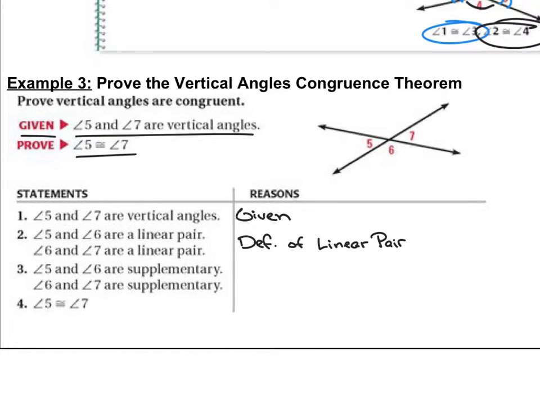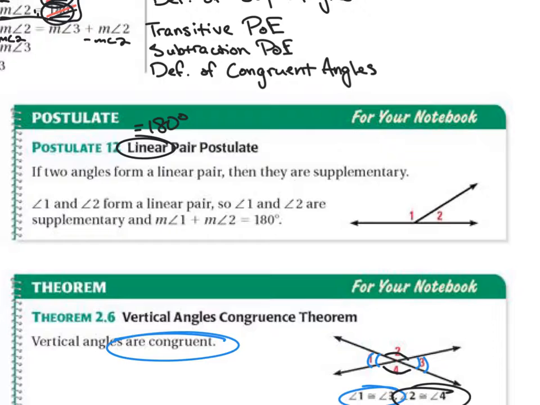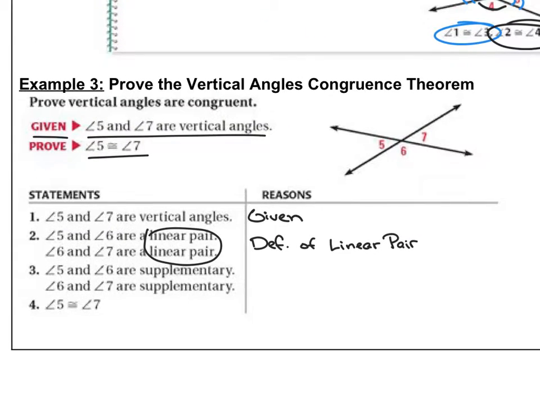Number 3, 5 and 6 are supplementary. 6 and 7 are supplementary. And we know that because we know this part right here, a linear pair. I'm going to briefly go back up here. The linear pair postulate says that 2 angles that form a linear pair then are supplementary. So we can make that jump from a linear pair to supplementary by the linear pair postulate.